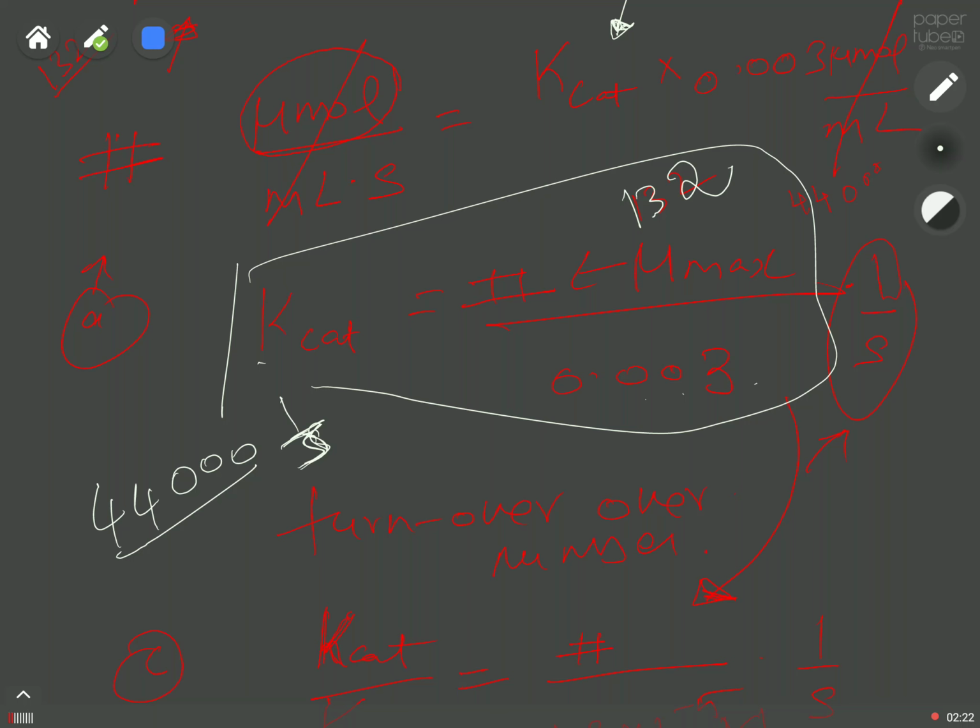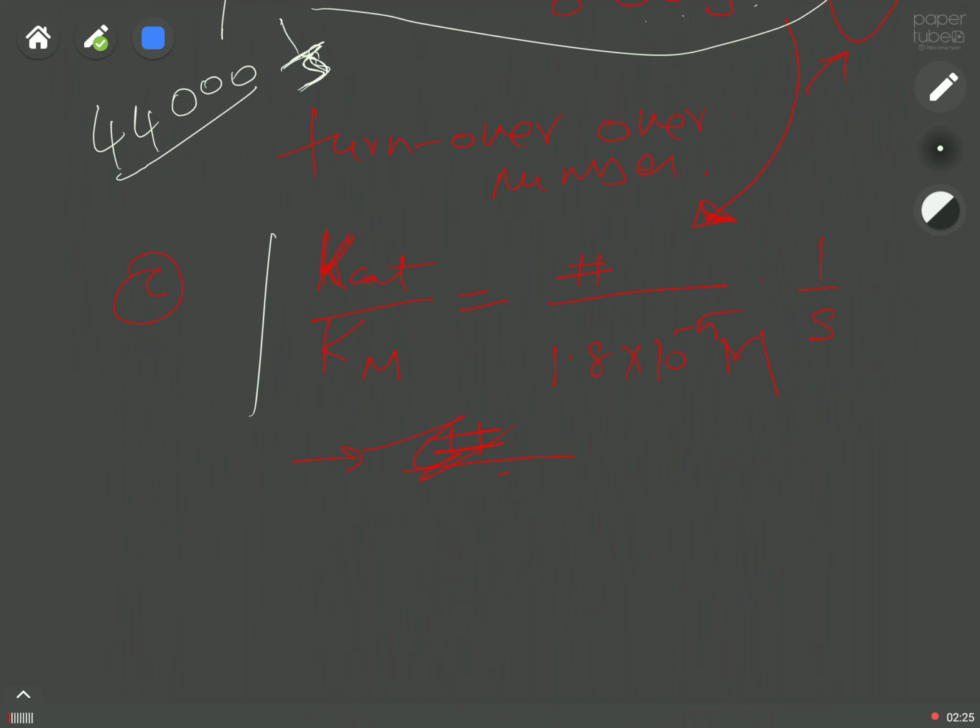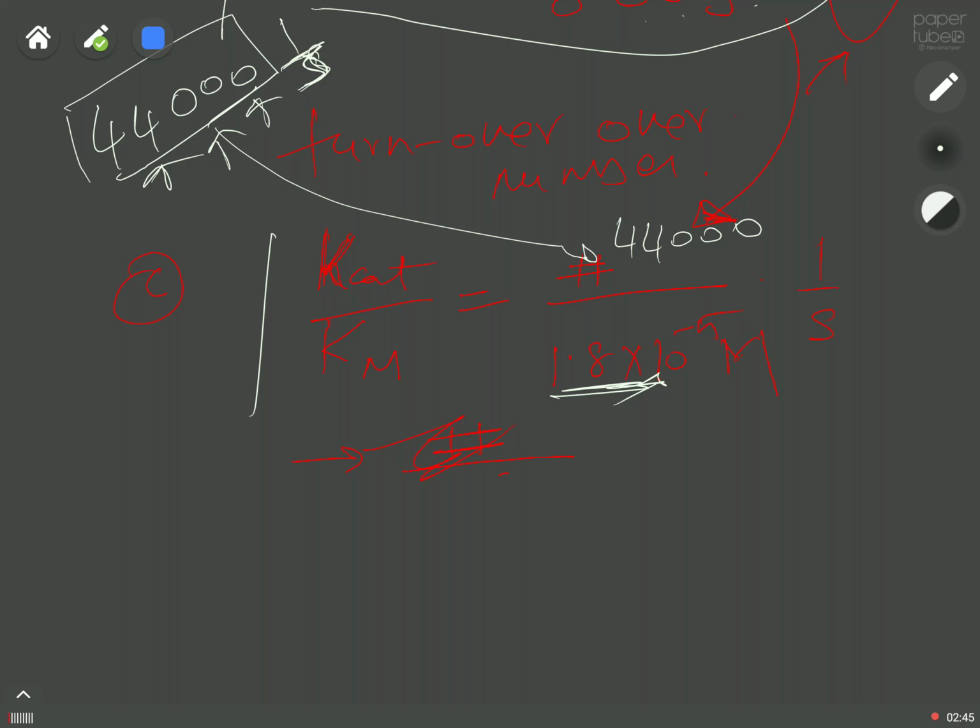And then I asked you to calculate the catalytic efficiency. So you have to put this value here, 44,000 divided by this value. Whatever value you get, that will be equal to your catalytic efficiency. So that will be your turnover number, 44,000, this one. And your catalytic efficiency will be 44,000 divided by 1.8 times 10 to the power of minus 5 millimoles. This will be moles, sorry. This will be a very big number, somewhere around 2.4 times 10 to the power of 9, 1 by moles second. So it's a very big number.